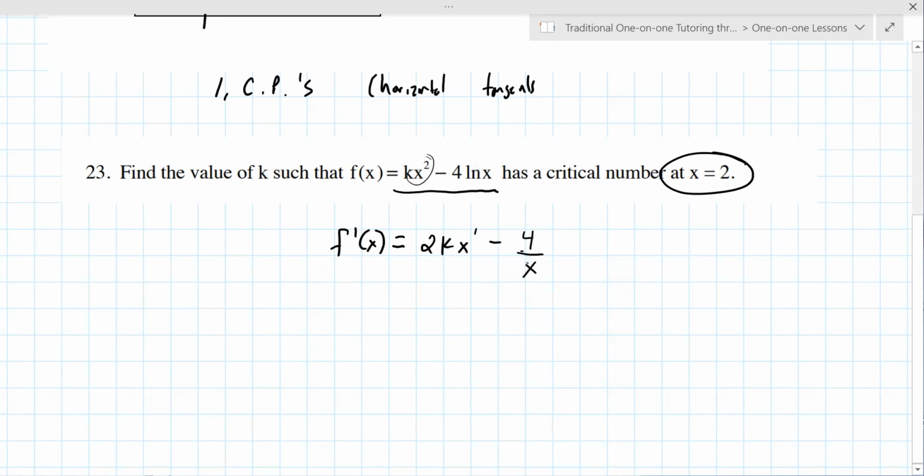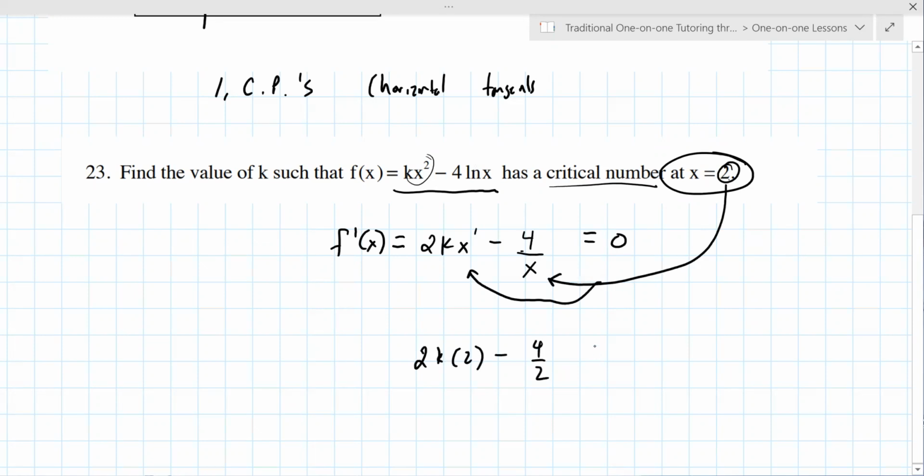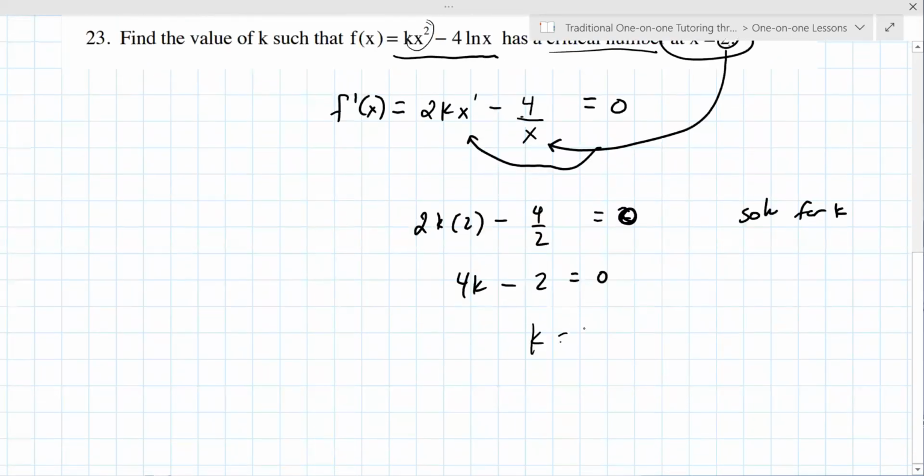Or just 4/x. And you're setting it equal to 0 because that's where the critical number is, but they give you x is 2. So you have to put 2 in for both of those. So it's 2k times 2 minus 4/2 equals 0. And you have to solve. So 4k minus 2, and then k equals 2. Oh, no, 1/2. K equals 1/2. Okay. So this is a totally reasonable question to ask on an exam. Looks good to me. All right, 22.